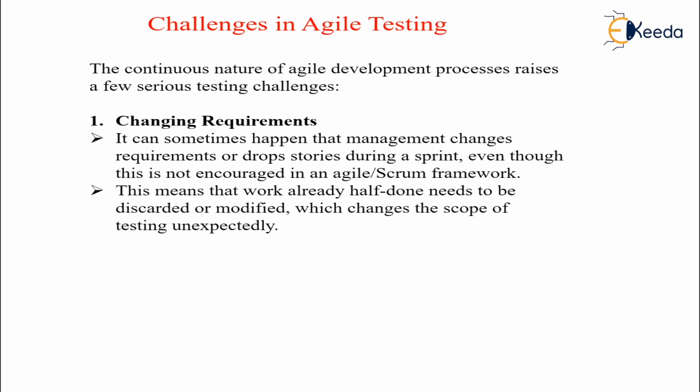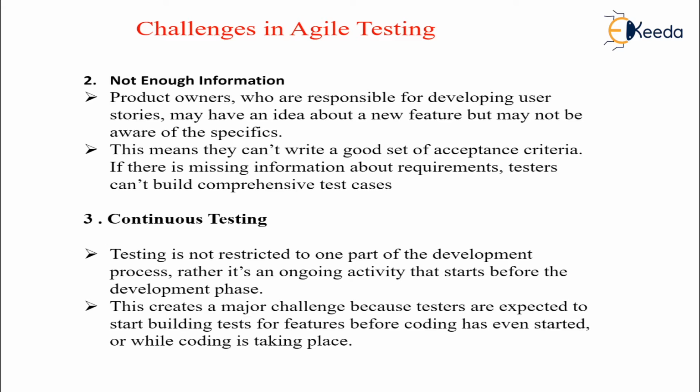Then we have not enough information. The second challenge is a little tricky. The product owners who are responsible for developing user stories may have an idea about a new feature, but may not be aware of specifics like specifications. If I say I want a pause button, but I don't know when to implement it. The door should be open till close, and I suddenly press pause, so it should stop. But how long should it continue? I have not defined it.